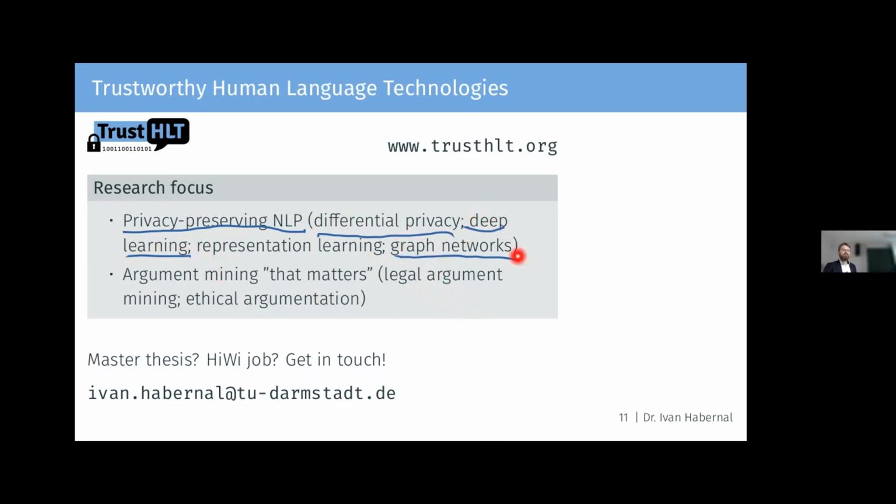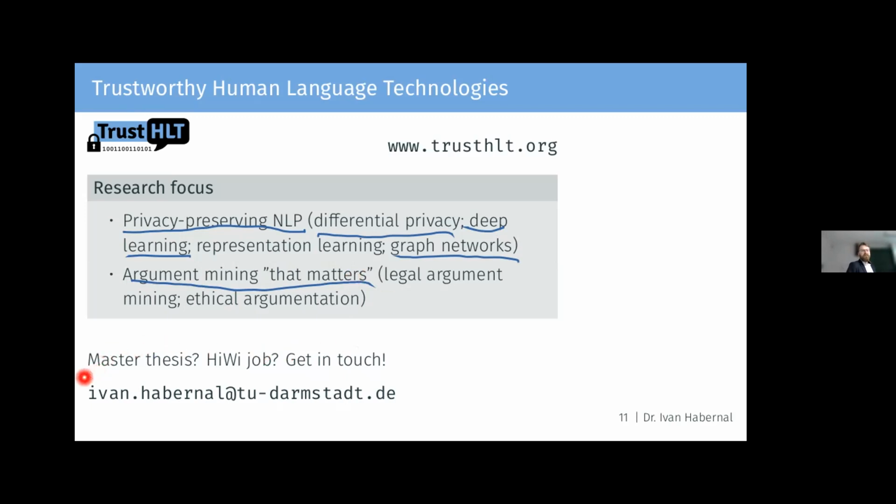If you're interested in what we're doing, just go to the website and look at the papers. We have maybe some talks as well. And the second part is argument mining that matters. So what does it mean? Well, if you argue on the internet, mostly it doesn't matter. But if you argue in front of the court on a case, maybe it matters more. So we're looking into arguments at the court, how people argue in front of the European Court of Human Rights, for instance. And we're trying to analyze the arguments and the patterns from the legal perspective as well. So this is more interdisciplinary research. Legal NLP, legal argument mining.